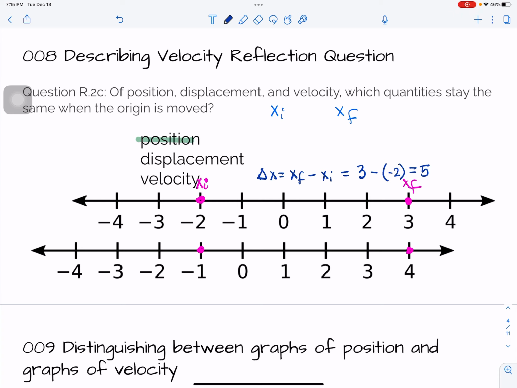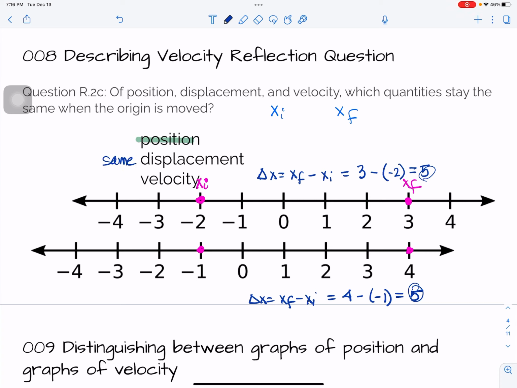On the bottom number line, delta x is x final minus x initial. And so here my x final is 4, minus my x initial of -1, and so that is equal to 5. So in both cases, my displacement is 5. And so changing the number line has not changed displacement. So this stays the same.